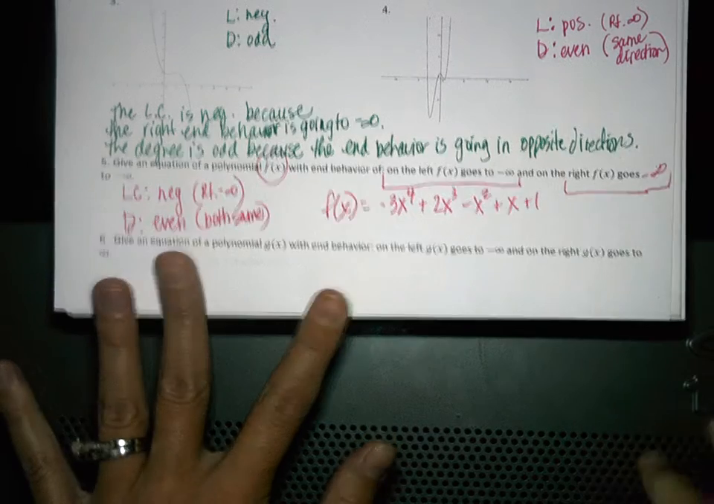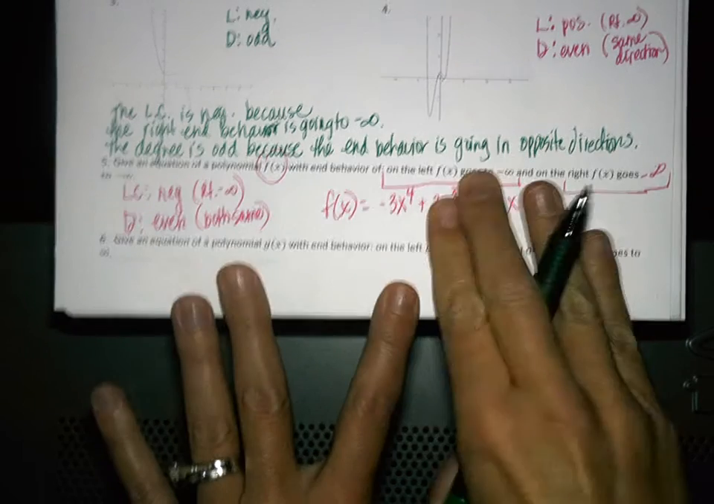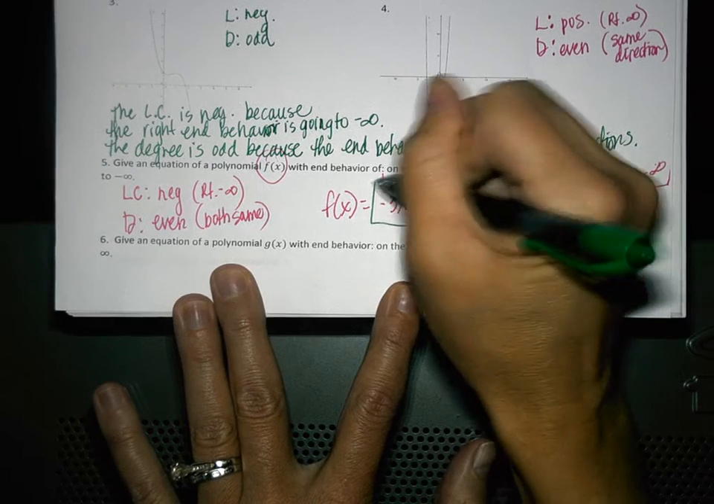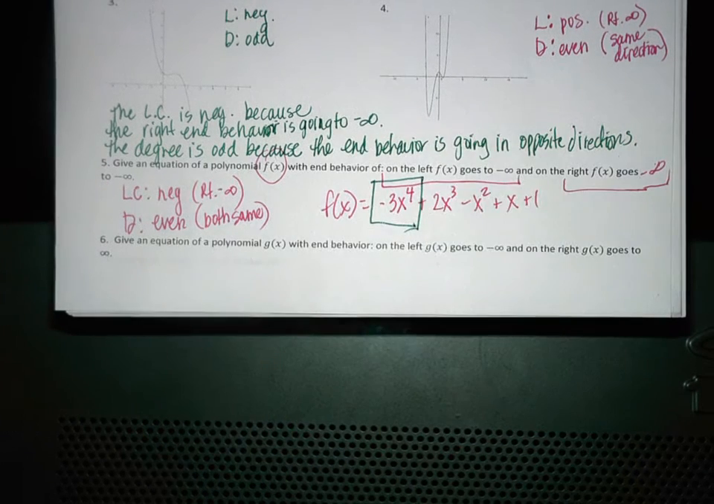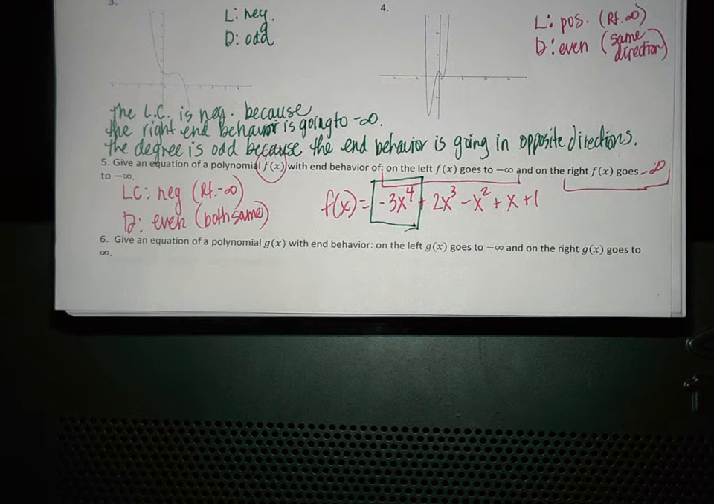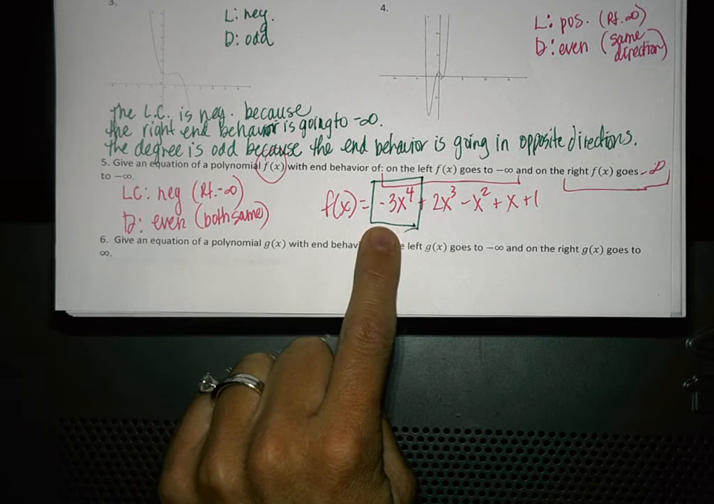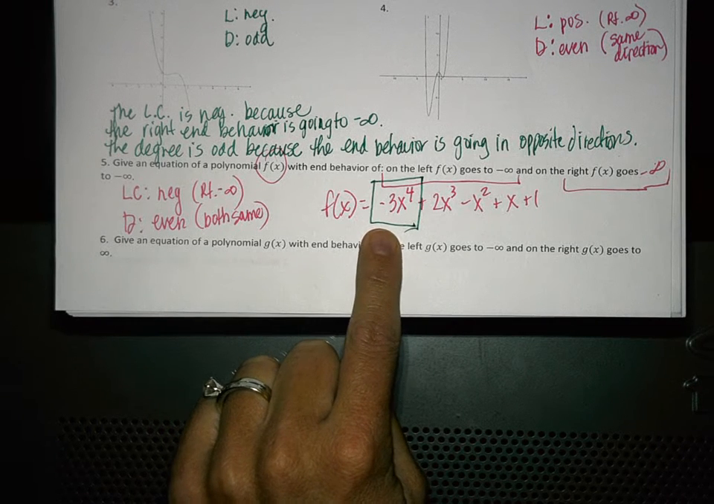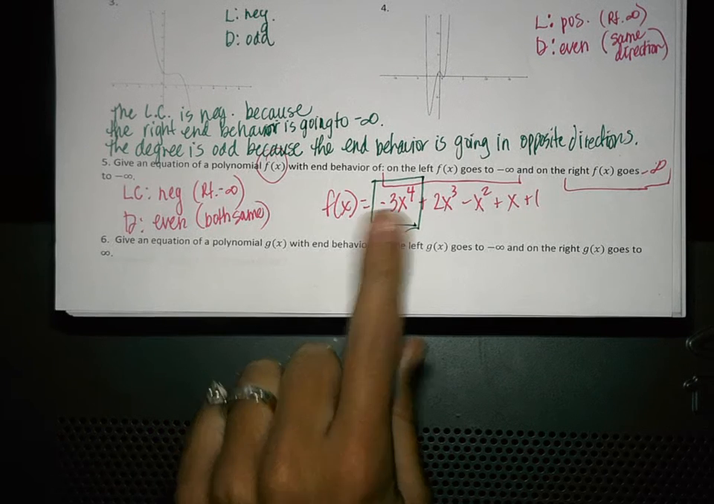But ultimately, none of this matters. The only thing that matters is that the degree is even and the leading coefficient is negative. And all the rest of it doesn't really matter. And you can make up any number. So you could have had a negative 1 here. You could have had a negative 5. You could have had a negative 726. I don't know. Okay? So any number.